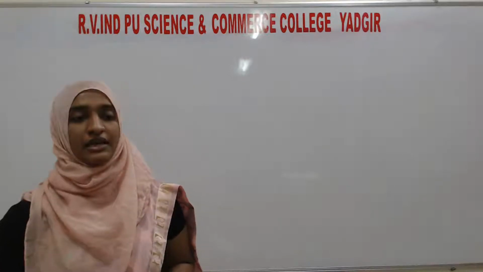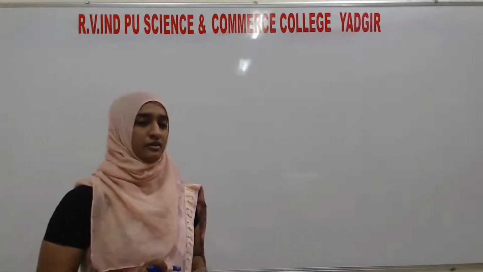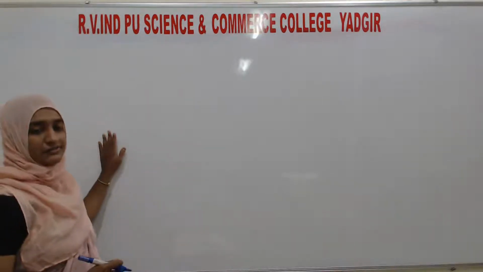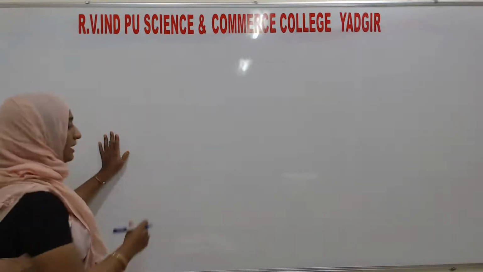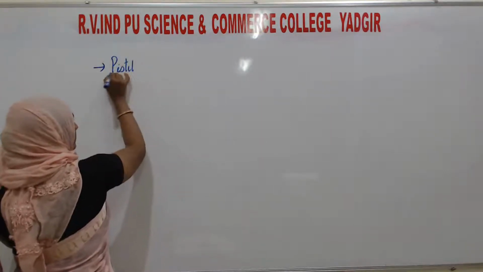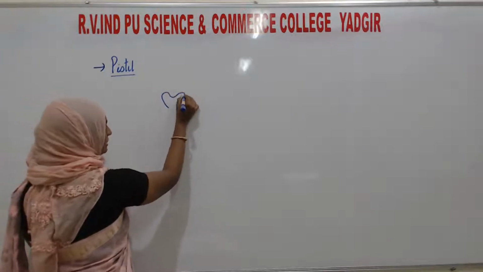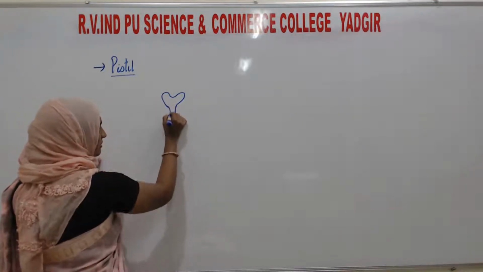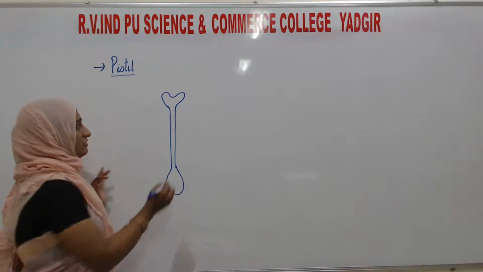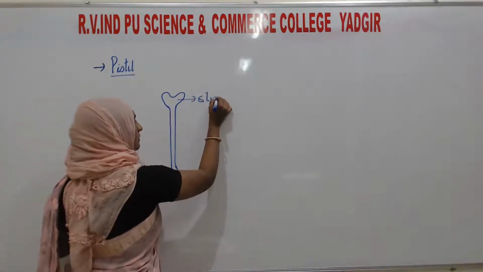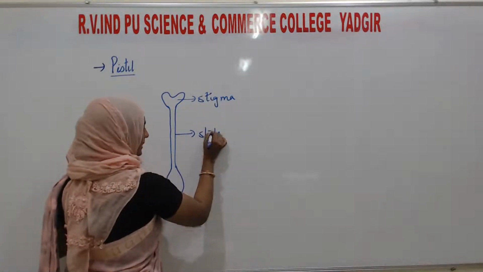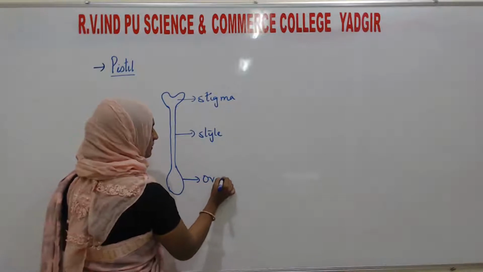In the last class we had discussed about the pistil. We were discussing the female reproductive structure, and I told you about the pistil. The pistil has three main regions: the stigma, the style, and one more, the ovary.